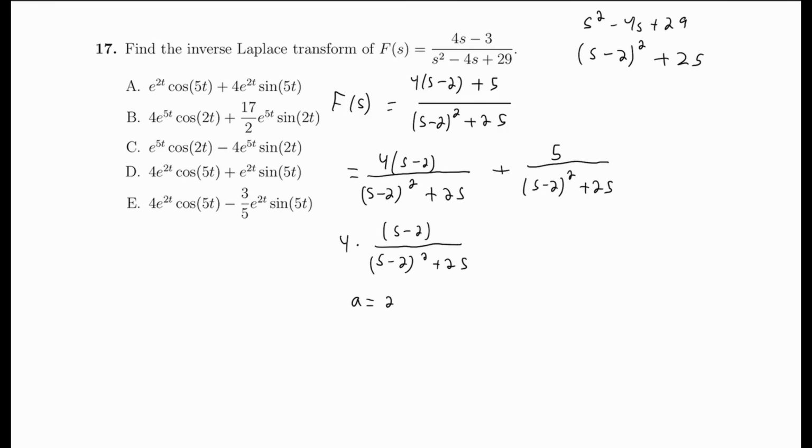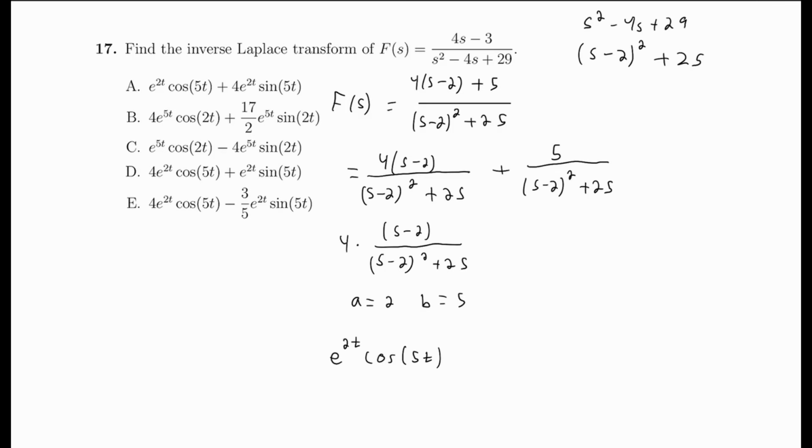And b here is equal to the square root of 25, so 5. So this term is going to be e to the 2t, e to the at, times cosine of bt, so cosine 5t. We can work with the second term now.